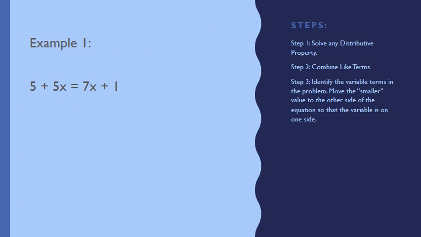All right, so step 1, solve any distributive property. We don't have any of that today. Step 2, combine like terms. We will not worry about that today. Step 3, identify the variable terms in the problem. Move the smaller value to the other side of the equation.